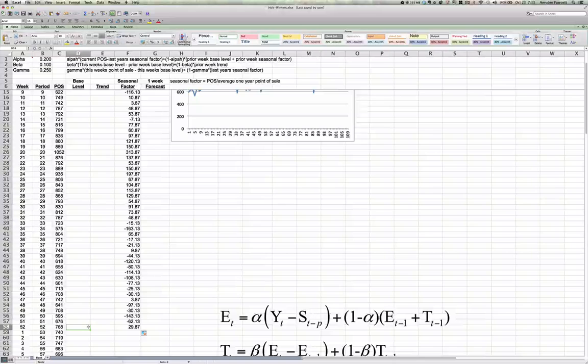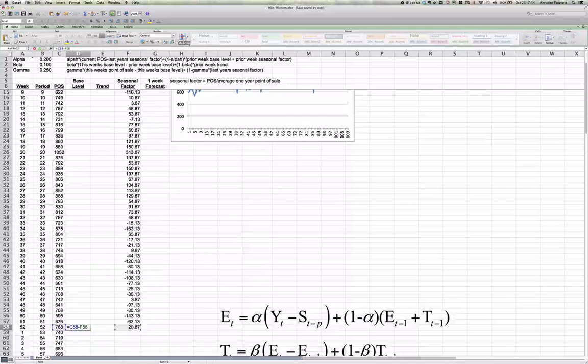Now we're going to continue to seed our elements. We have already seeded seasonal factors. Now let's seed the baseline. This is actually quite simple. All I do is I take the actual point of sale observation, 768 in this case, and subtract from it the associated seasonal factor of 29.87. So I get a seeding estimate for the base level for week 52 of 738.13 units.